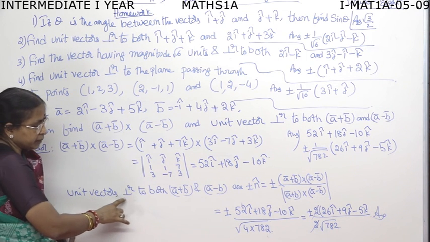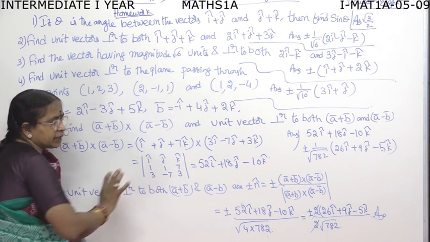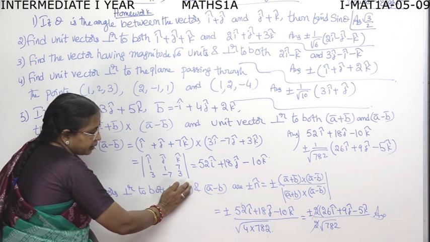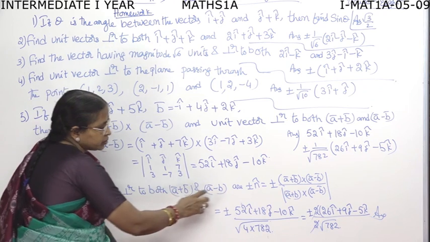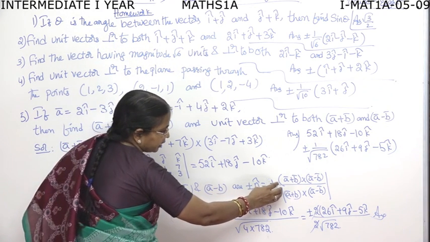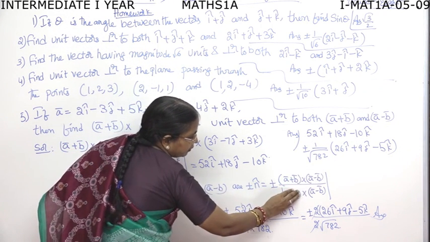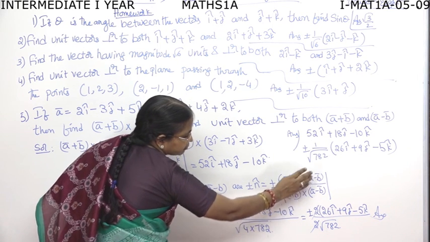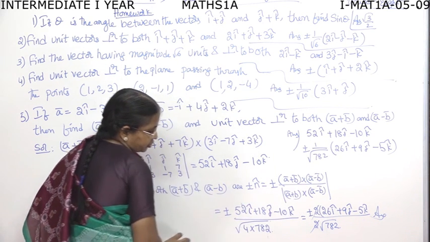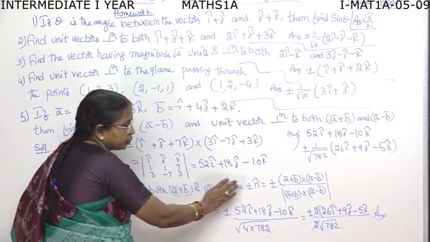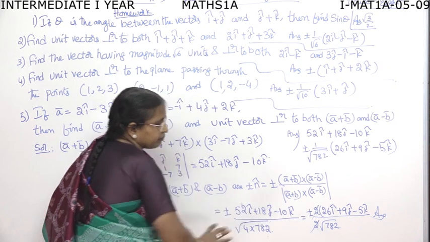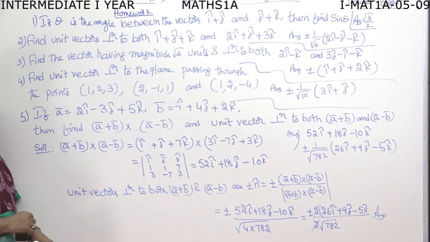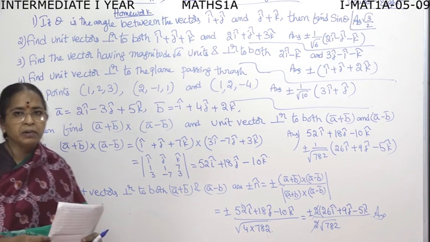Then the unit vectors perpendicular to both A plus B and A minus B. So these are like our A and B. This is like our A and this is like our B in the formula. So plus or minus n cap is equal to plus or minus A cross B by mod of A cross B. So substitute. If you take them as P and Q, then it becomes P cross Q by mod of P cross Q. Like that you simplify, you will get the answer. So these are all the problems of that type. Okay. Now we'll continue with problems in the next period.